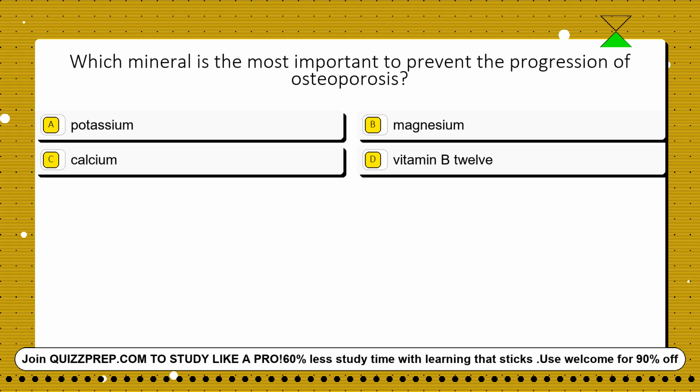Question 113. Which mineral is the most important to prevent the progression of osteoporosis? Option A, potassium. Option B, magnesium. Option C, calcium. Option D, a vitamin B12.